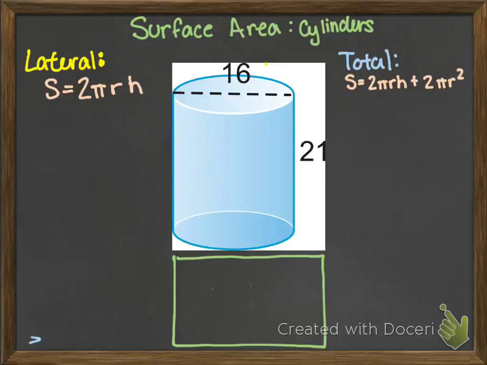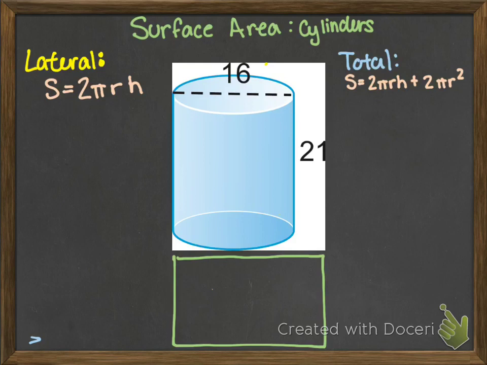All right, so we're going to work on surface area of cylinders. Now we're going to look to find lateral and total surface area. We're using the formulas from the formula chart. For lateral surface area, it is S equals 2 pi r h. Remember that r represents radius and h represents the height of the cylinder.